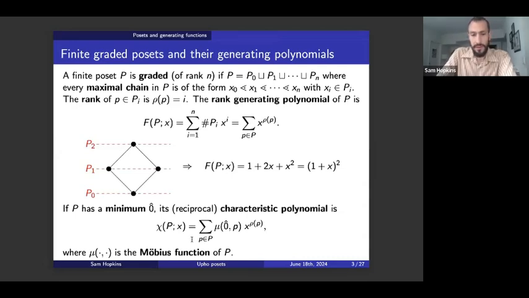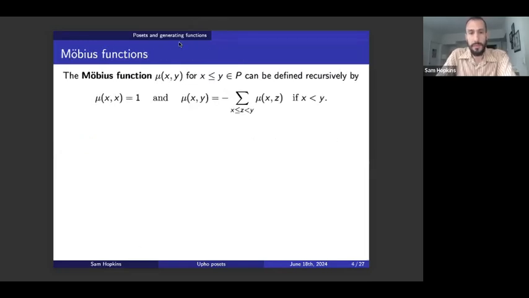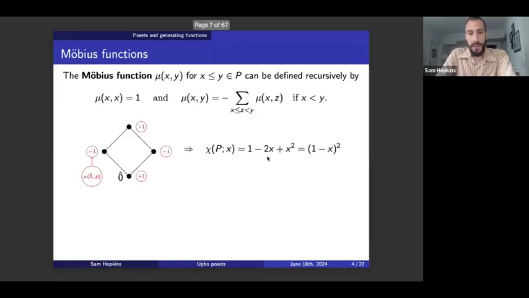In this definition of characteristic polynomial, I have used the Mobius function. Hopefully most of us have seen Mobius functions before, but let me remind you of what the Mobius function of a poset is. Probably the quickest way to define the Mobius function, although not necessarily the most enlightening, is recursively like this. For any elements x less than or equal to y, we define the Mobius function value mu(x,y) to be 1 in the case when x equals y. So mu(x,x) is always 1. And if x is strictly less than y, then mu(x,y) is defined recursively in terms of smaller Mobius function values. The point is that we want, when you sum below any element, to get 0.